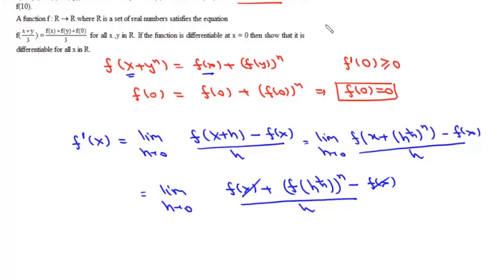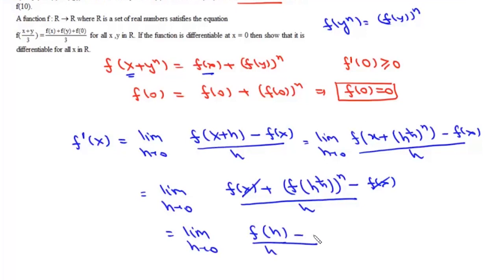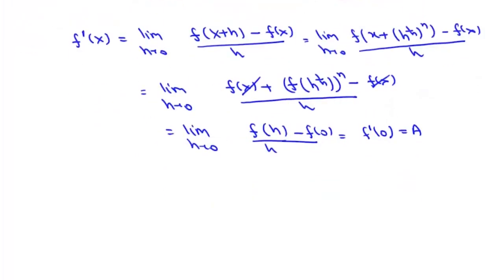Now this f(x) and f(x) will cancel. Now if we put x as 0, we can write f(y) to the power n is (f(y)) whole to the power n. That means we can take this power out of this function, or we can put this power inside this function. So if we put this power inside this function, we can write this as this limit h tends to 0, f(h) upon h. Now f(0) is 0, so we'll write this as f(h) minus f(0) upon h, and this is nothing but f dash 0. Now let f dash 0 be some constant, say a. So now we have f dash x equals a.